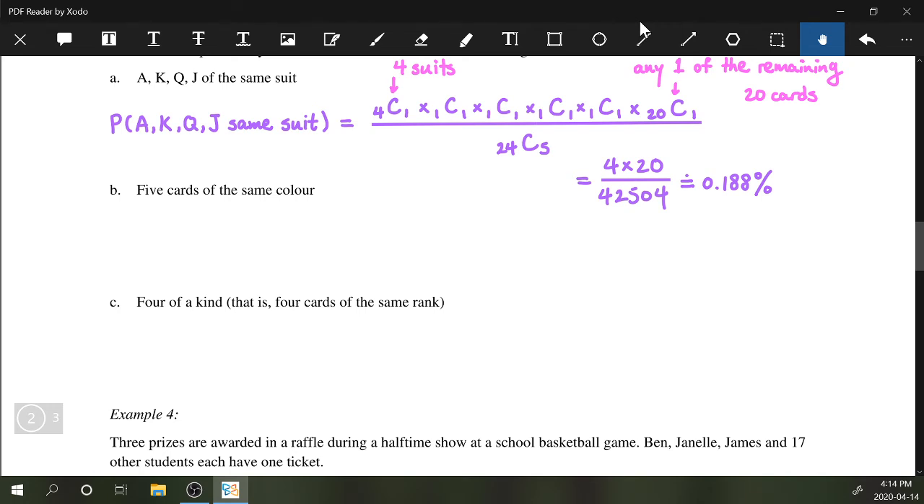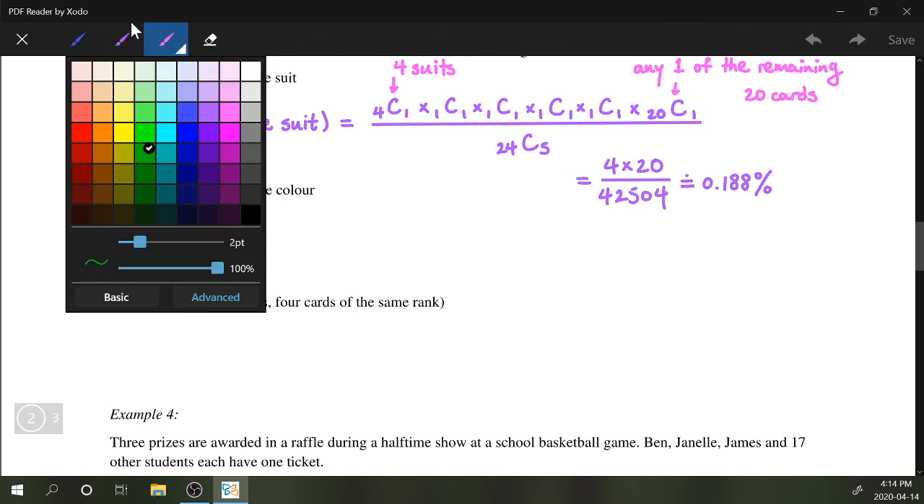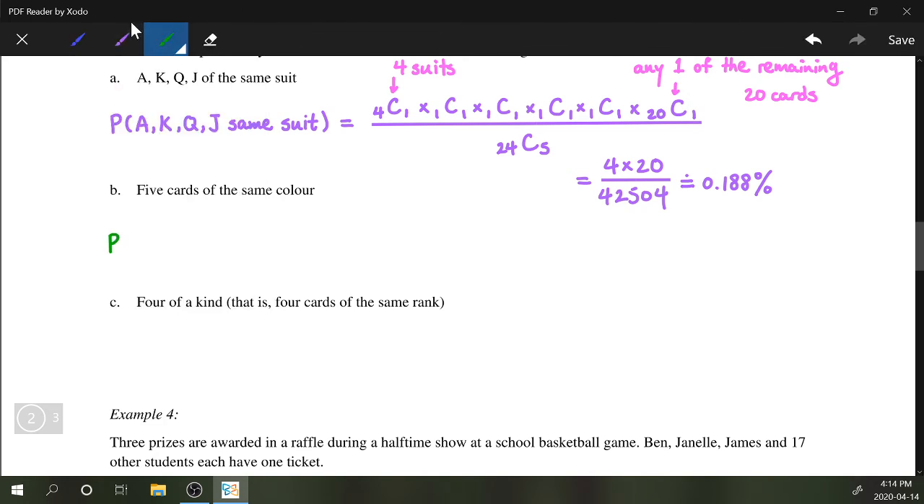So the next part is about cards of the same color. So let's look at how this one works out. So we have the probability of the same color. Again, you can just write a short description as to what the question is. In this case, there are 2 colors, so 2 choose 1, red or black. Now within each color, there are 12 cards, and they all have to be the same color, so you can choose all 5.